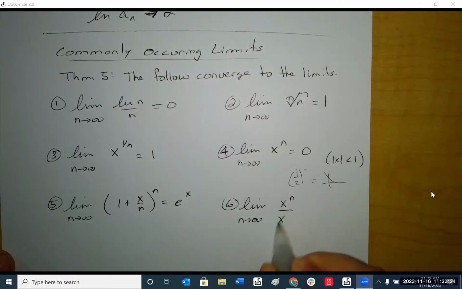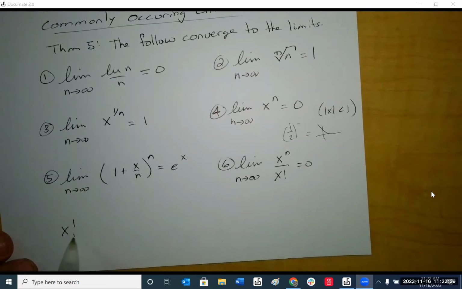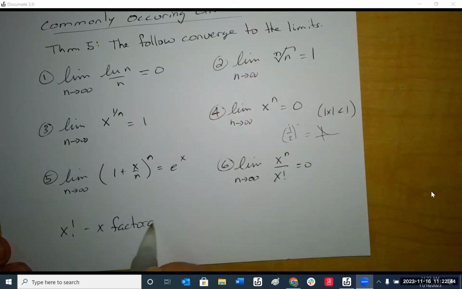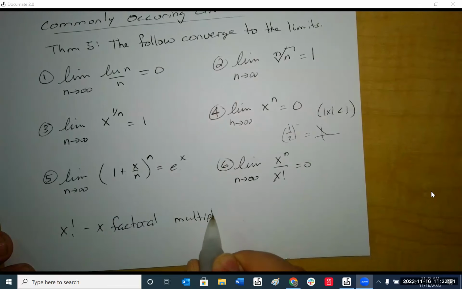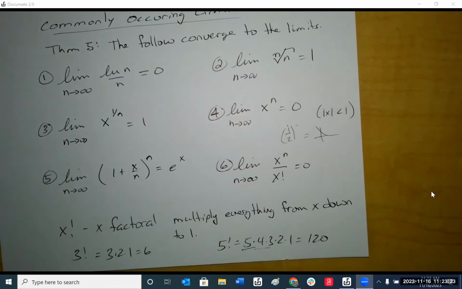x to the power n over n factorial equals 0. This is read n factorial. All it means is multiply everything from n down to 1. So 3 factorial would be 3 times 2 times 1. 5 factorial would be 5 times 4 times 3 times 2 times 1. It's 20 times 3 is 60, times 2 is 120. So that's what the factorials are all about.